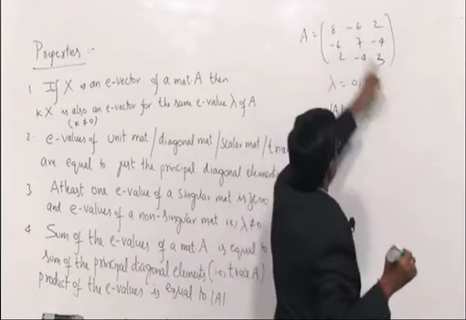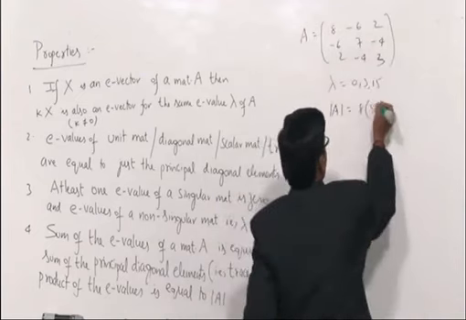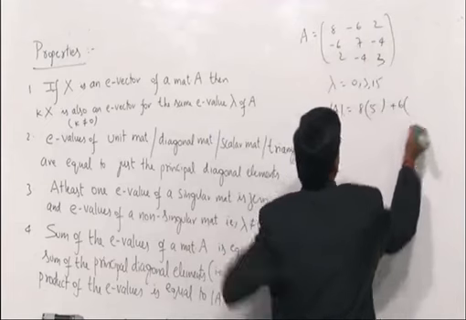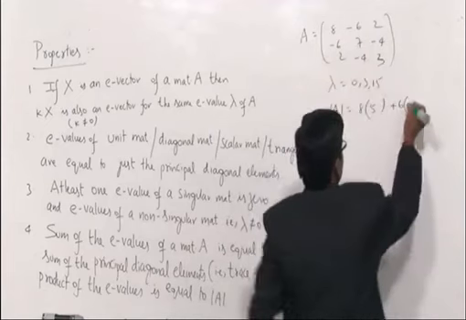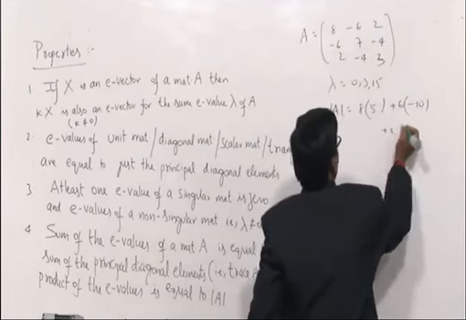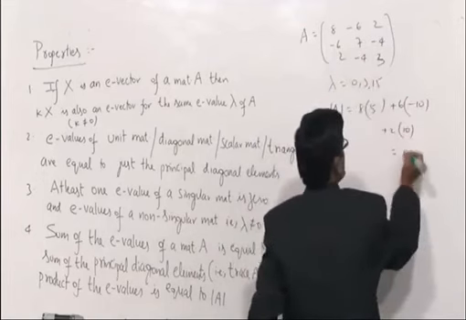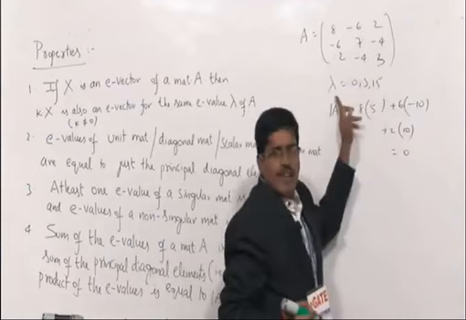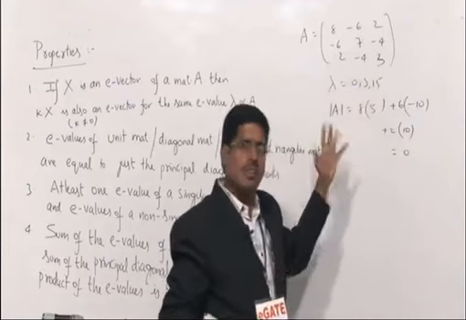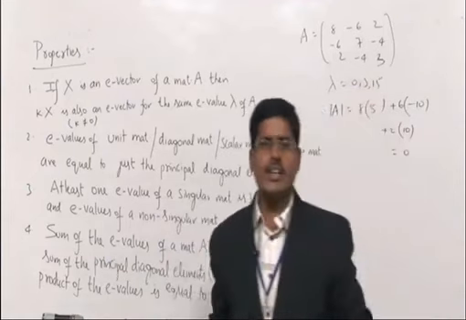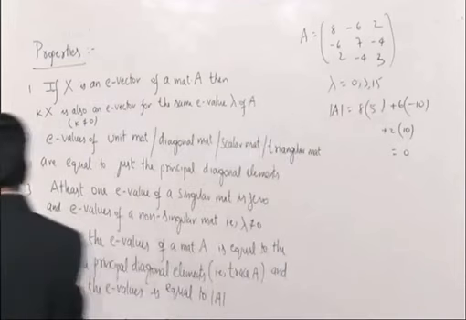Now what is determinant A of this problem? 8 into (7 into 3, 21, minus 16, 5), minus of minus 6 plus 6 into (minus 18 plus 8), minus 10, the last element in the first row, plus 2 into (24 minus 14, 10). This simplifies to 0. What is the product of the eigenvalues? 0 into 3 into 15, 0. Like that any matrix you can check after finding eigenvalues. This is the fourth property.